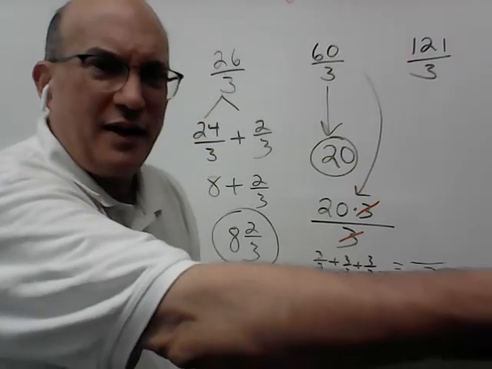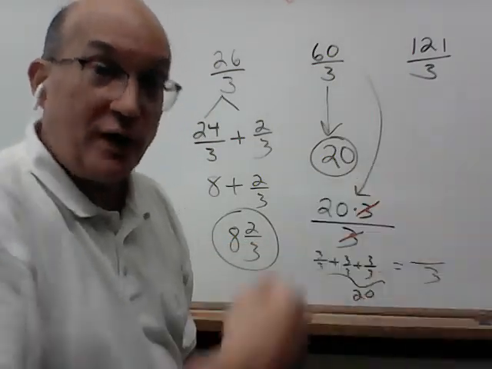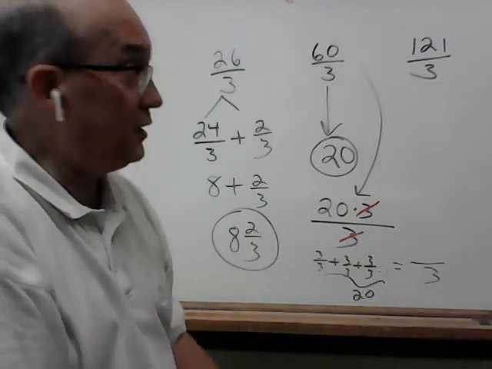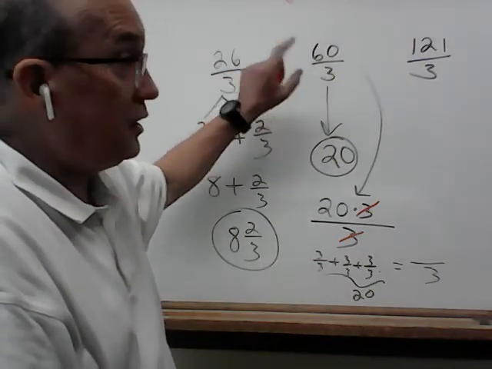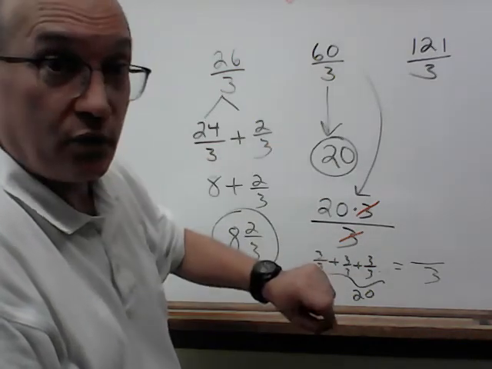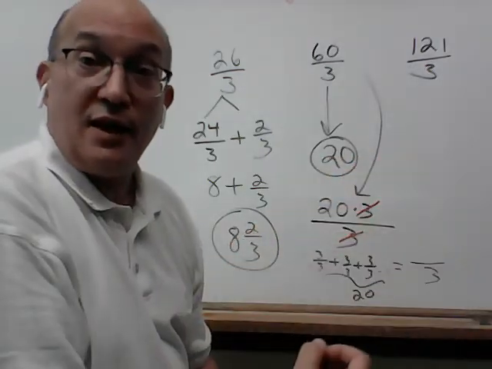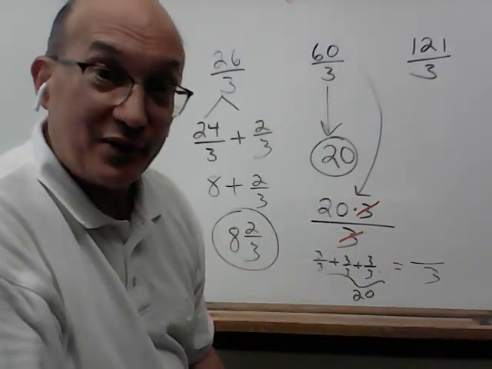Well, you don't have to do that addition. Adding 20 3s together is 20 times 3, or 60. 60/3 is 20 times 3 over 3, it's 20 3/3s added together. And each 3/3 is 1, so it's 20.